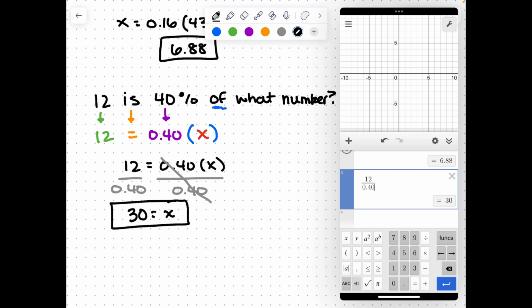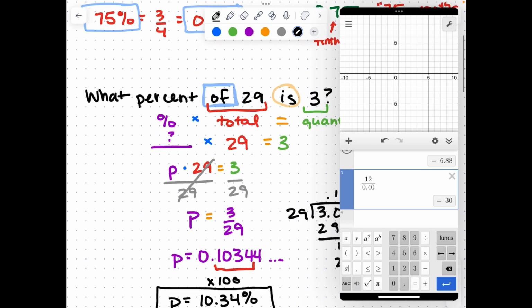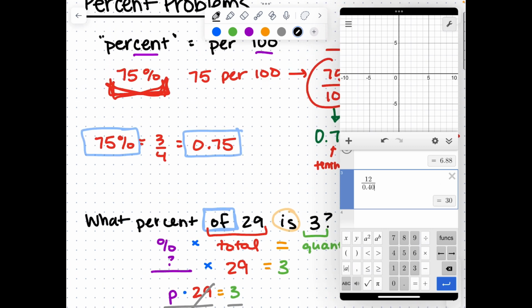So that's kind of the three different ways that these can come out and how to translate each of them into equations. And hopefully that helps you with your percentage problems.